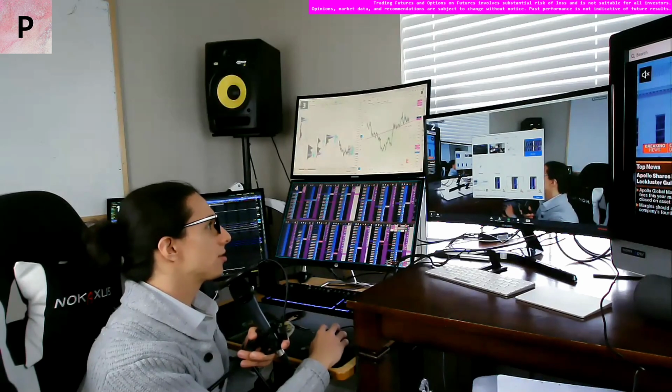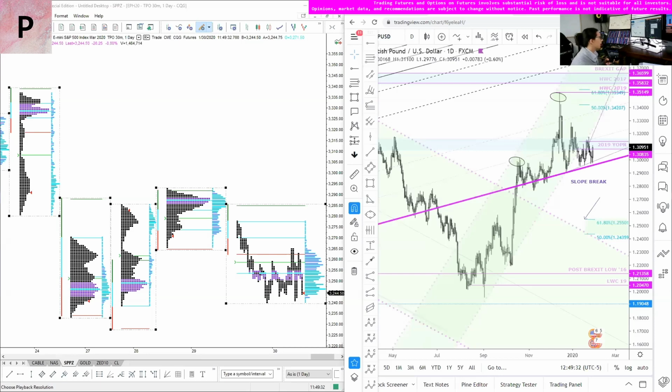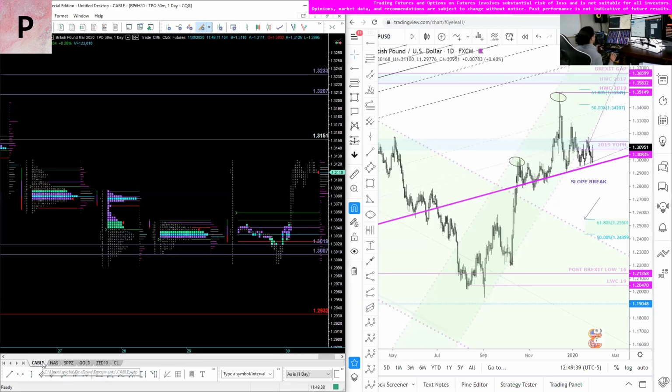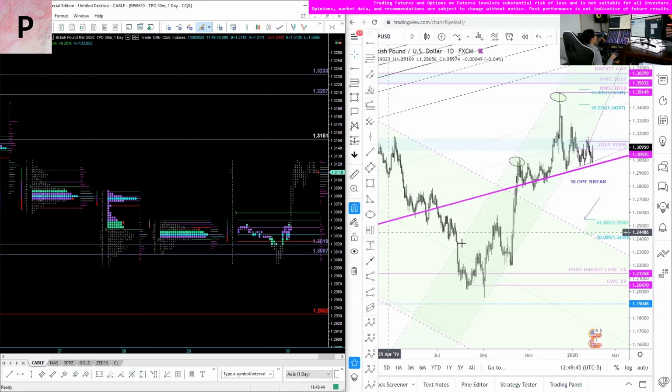All right, let's go ahead and share this with you. Okay, guys, so what I've got here is a view of the pound on the futures, and you see on the left we have the TPO chart as well as the technical analysis daily candle chart on the right side.